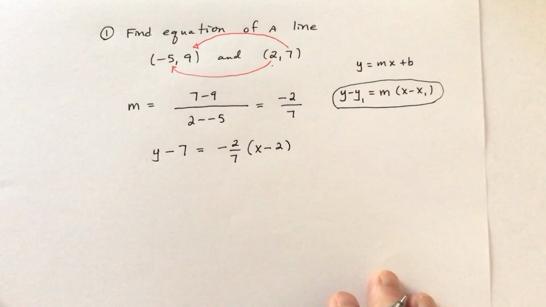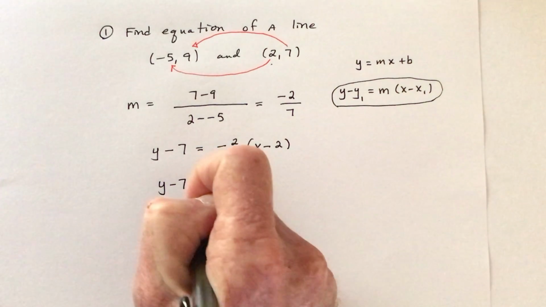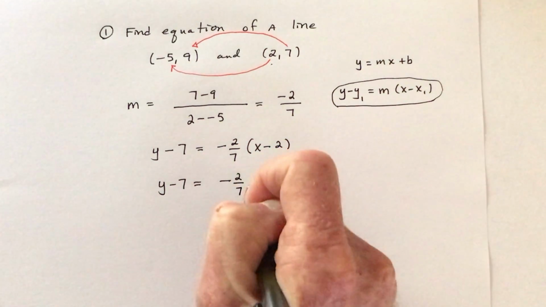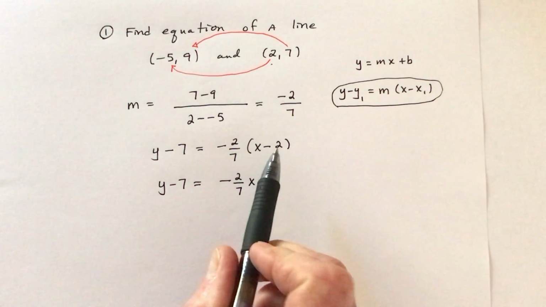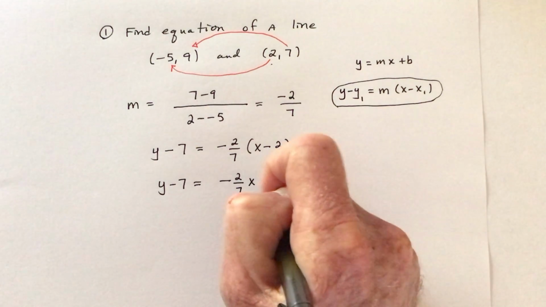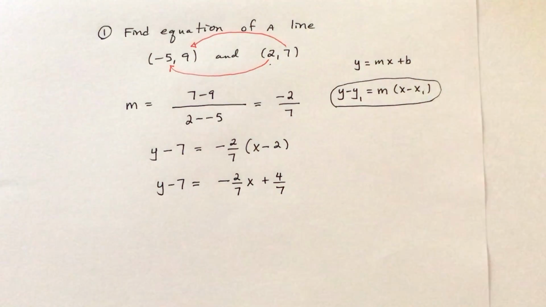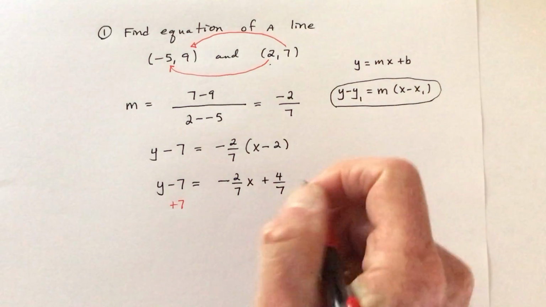Now I just need to simplify. So I'll leave the left side alone for now. On the right side, that's going to be negative 2/7 times x. And when you multiply this negative 2 times that negative 2, that's going to be positive 4 over 7. Now just add 7 to both sides in order to solve for y.